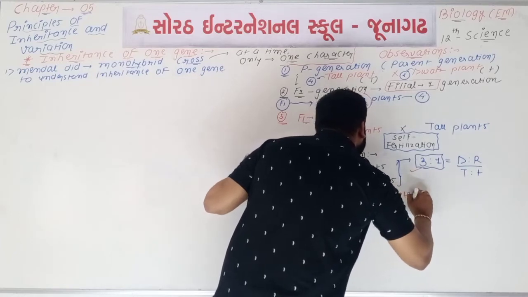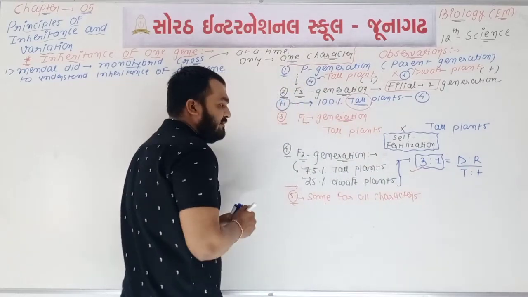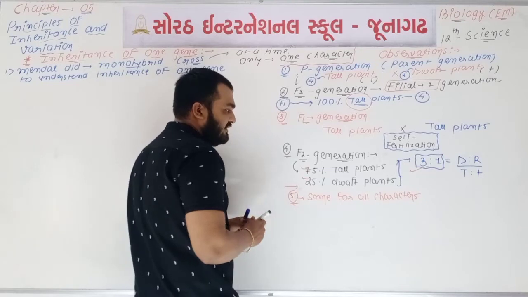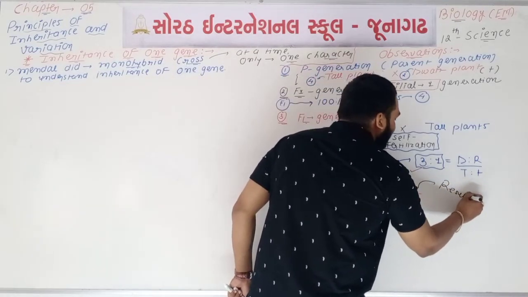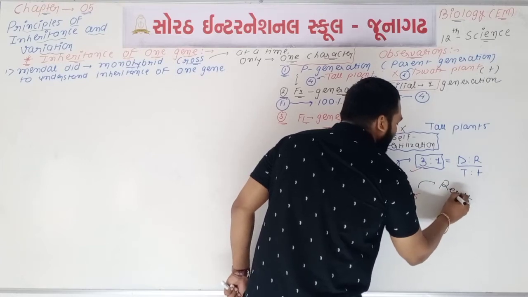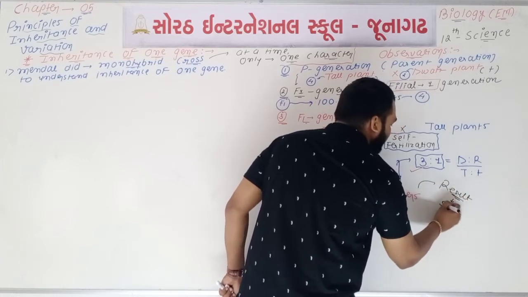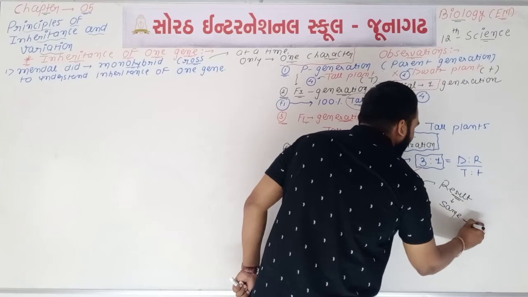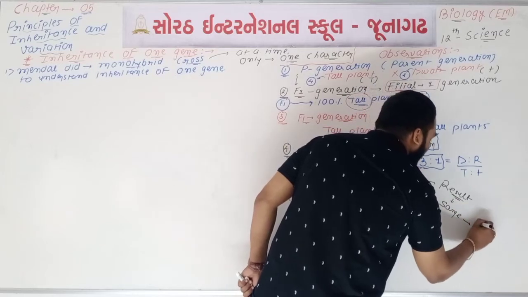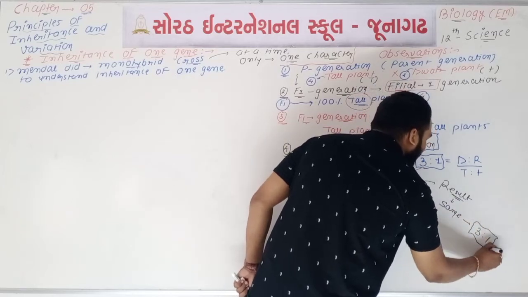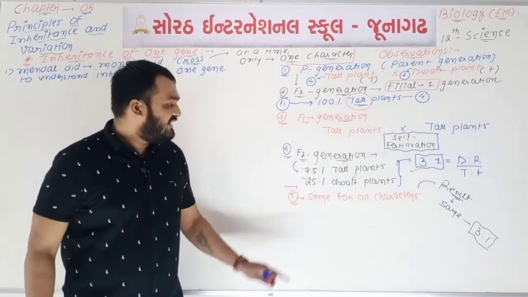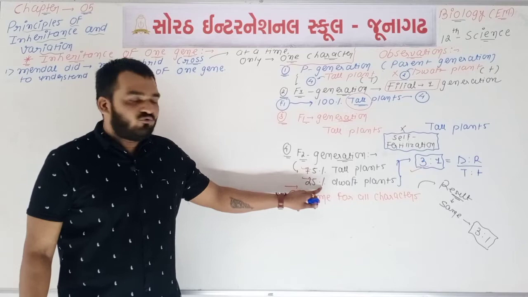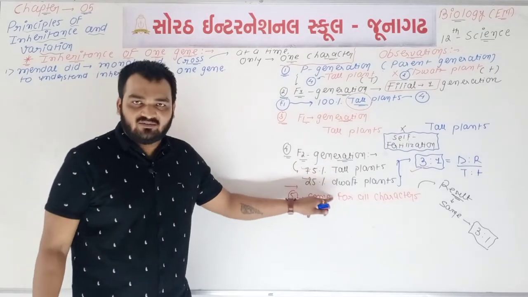Mendel did the same experiments for all remaining characters, but what about the result? The result of all characters, all experiments, is the same, and the result is 3:1. So the result of F2 generation is 3:1. An important thing is that in F2 generation both types of plants are there.